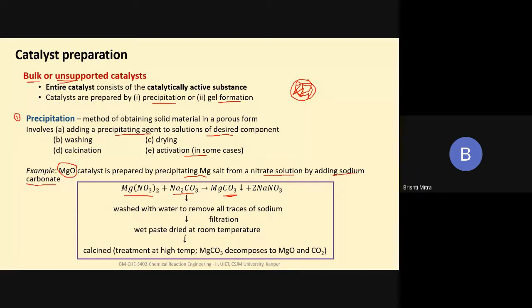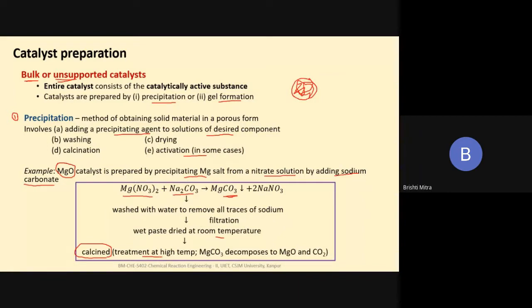Then the wet paste is dried at room temperature. The solid that you get is dried at room temperature. Room temperature means 30-40 degrees centigrade, whatever our room temperature is. And then we carry out another process which is known as calcination, or we say that the solid is calcined. Calcining means that a solid is treated at very high temperatures in an oven.